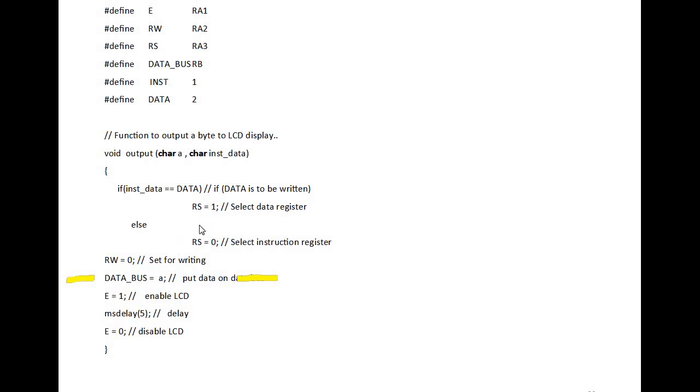Remember? First we selected RS according to whether it was an instruction or data. Then we set R/W to 0 because we are outputting or writing. Then we place the data to be written on the data bus. Then we set E equals 1. Then we wait for a time and then set E equals 0. This is called toggling the enable line.